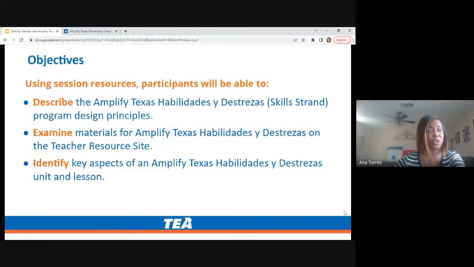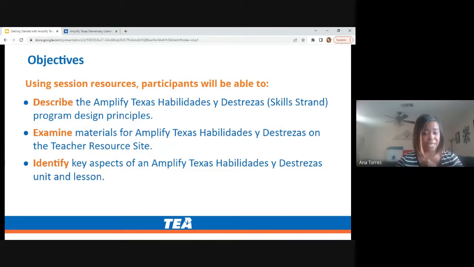So using the session resources, what we hope participants, which are you, will be able to do is describe the Amplify Texas Habilidades y Destrezas, which is also known in English as the skill strand, identifying and describing those program design principles. That is our first objective.